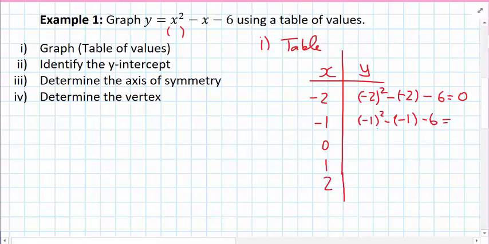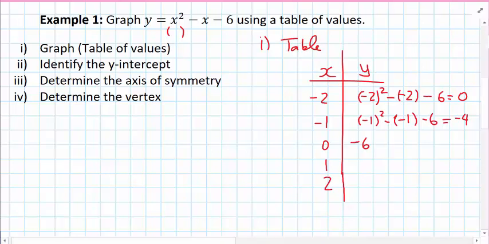Okay, so negative 1 squared is 1, plus 1 is 2, minus 6 is negative 4. When x equals 0, you shouldn't really need to do any work. You should already know that the value is negative 6. Very good. Does everyone know that?